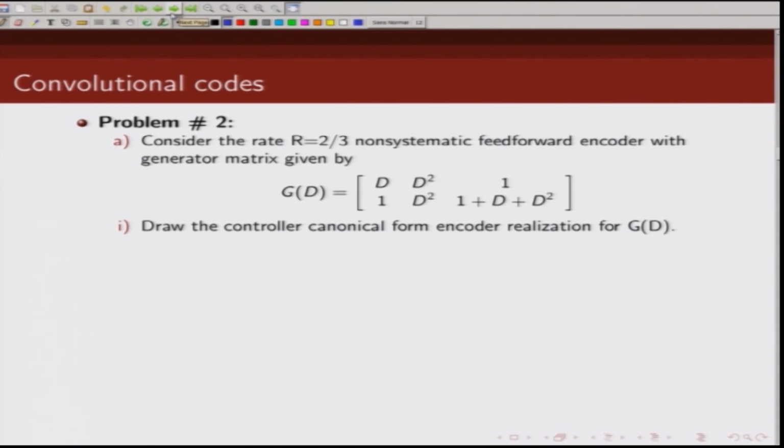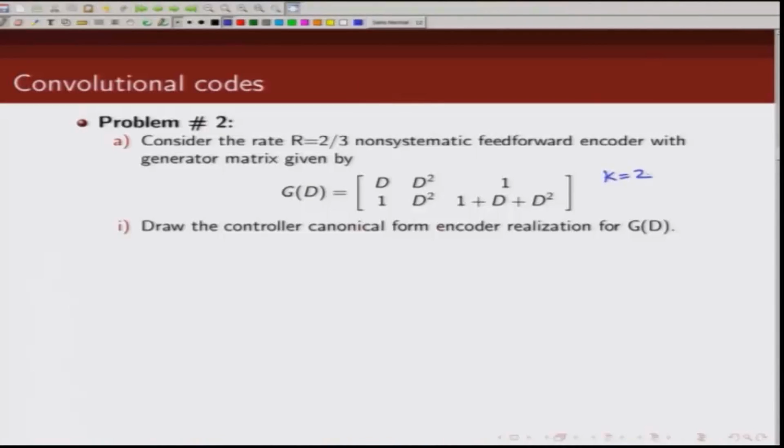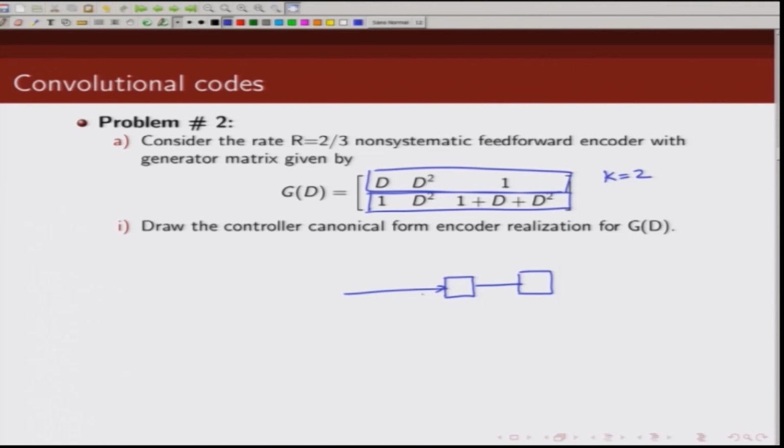Now, in controller canonical form realization, we have one set of shift registers for each input. Now, how many inputs do we have here? K is 2. So, we will have 2 sets of shift registers, one for this and a second set of shift registers for this. Now, what should be the maximum memory for each of these shift registers? You can see here the maximum power of D is 2. So, we should have 2 memory elements for the first input. Similarly, for the second input also we should have 2 memory elements.